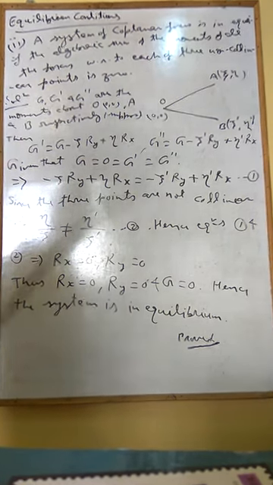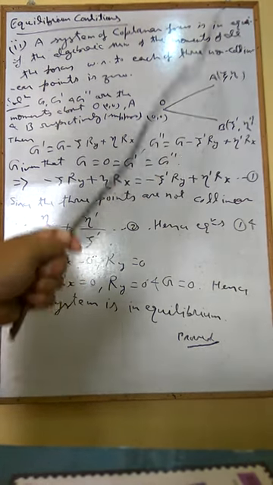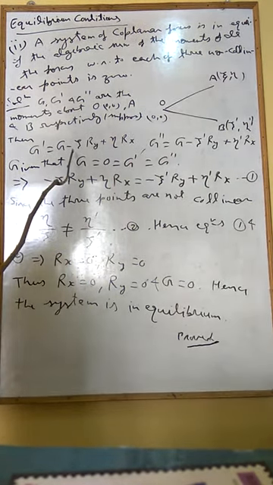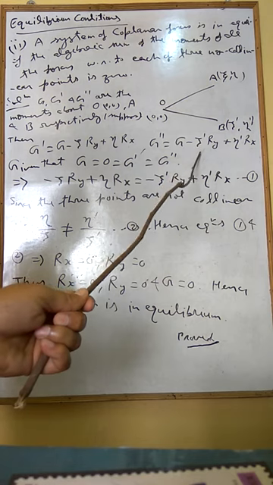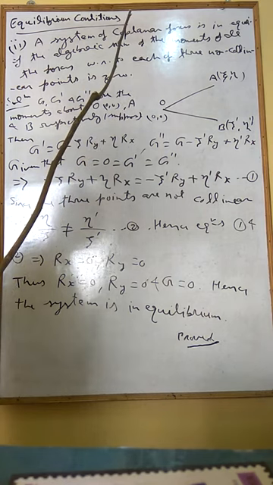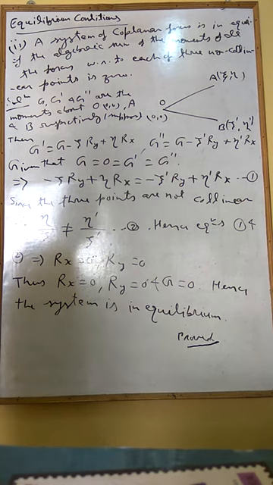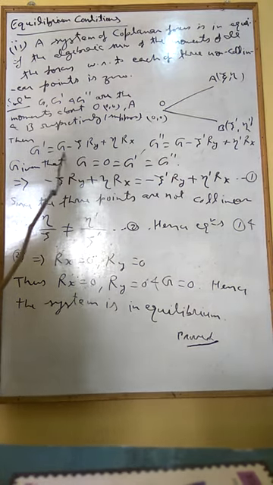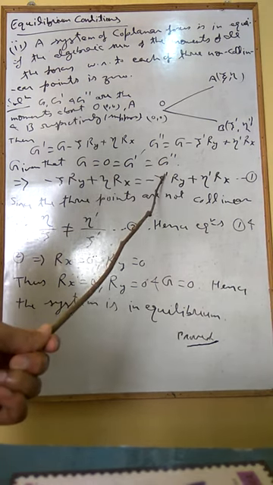This is our condition. Suppose we have G, G' and G'', the moments about this point O, this point A and this point B respectively. Then G' can be written as G minus ξ Ry plus η Rx, and G'' as G minus ξ' Ry plus η' Rx, where Rx and Ry are the resolved parts in perpendicular directions of all the forces acting on the rigid body. This we know from earlier. Given the condition that G is 0, G' is 0 and G'' is 0.